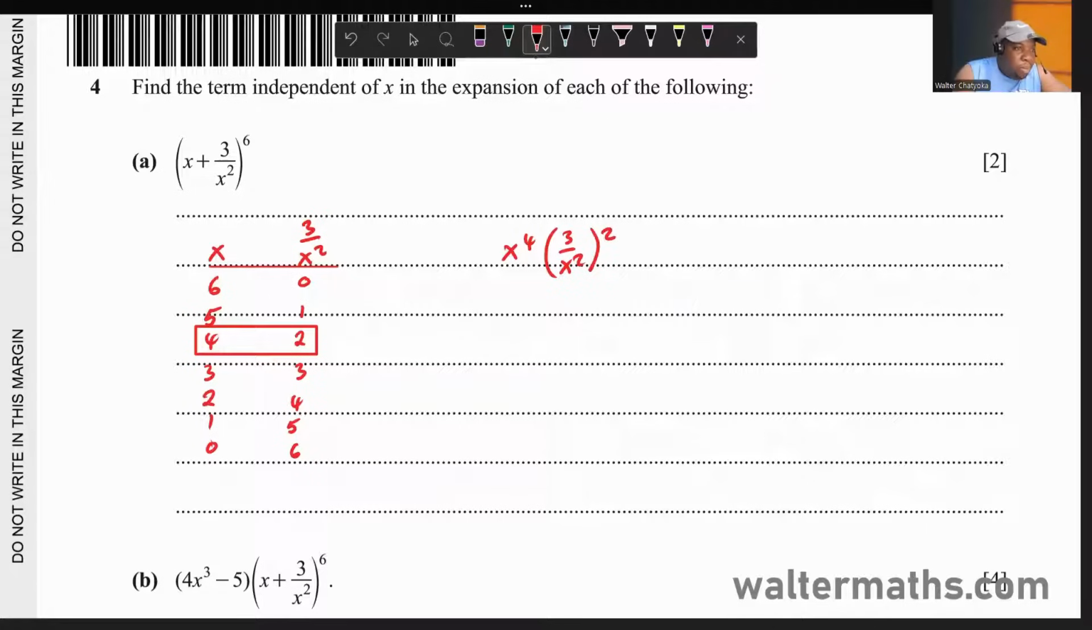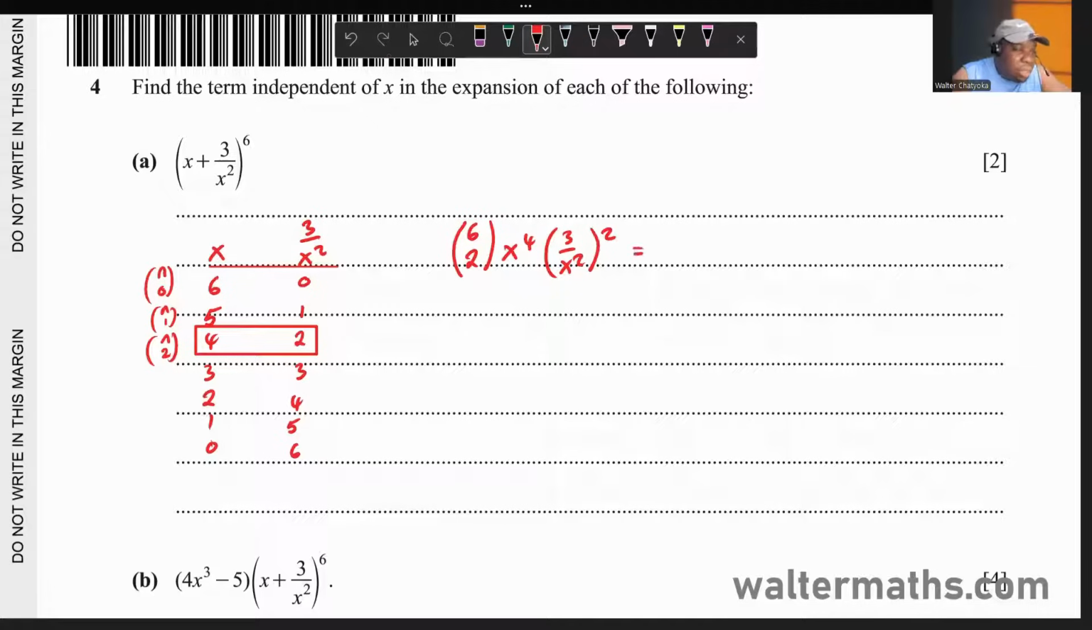That's where the x to the power 4 on top will cancel with the x to the power 4 at the bottom, and we get a term independent of x. But remember, this is the third term. So this is like n choose 0, n choose 1, so the third term is n choose 2. Basically, in this case, we have 6 choose 2 of x to the power 4 times 3 over x squared to the power 2. That's the term independent of x.